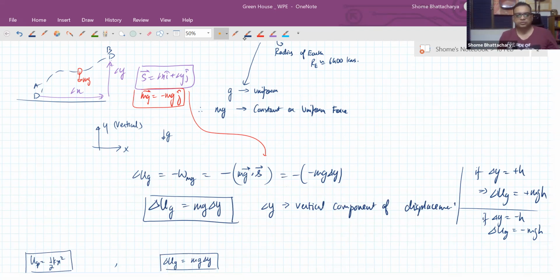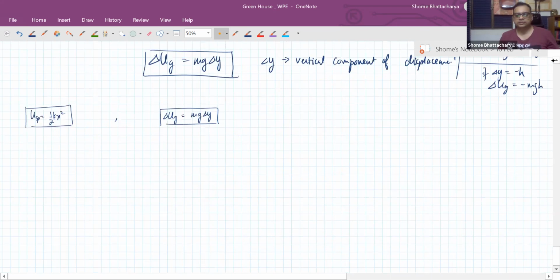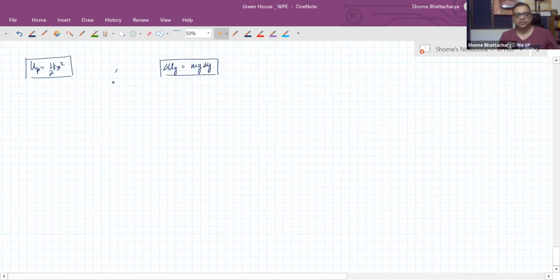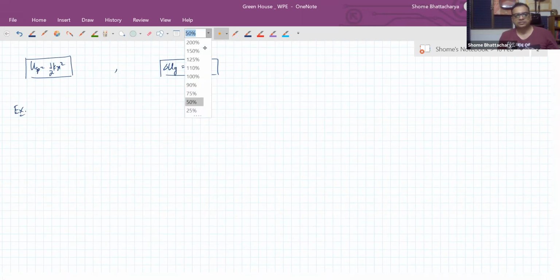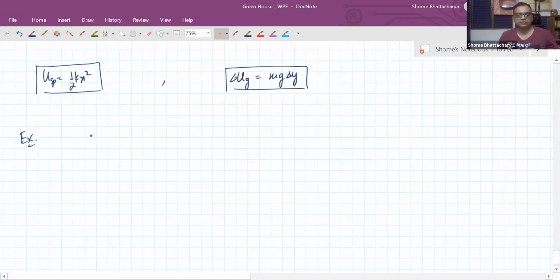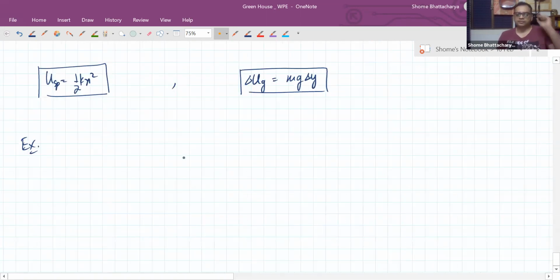Yeah, so before we come to those examples where we use the standard formulae, let's look at another type of problem where we are given some imaginary situation where the conservative force is given to us as a formula, and from that we have to develop the formula of potential energy.